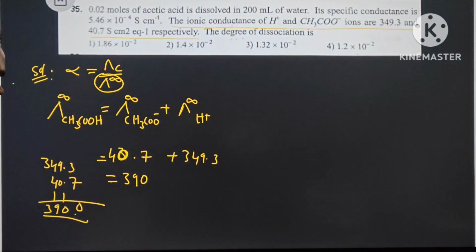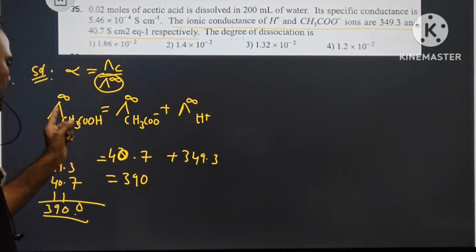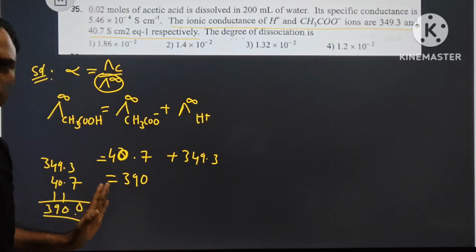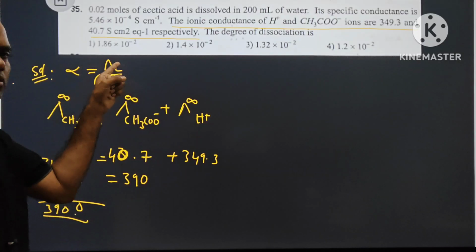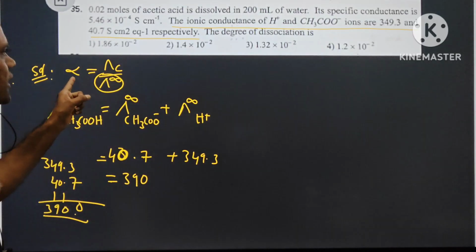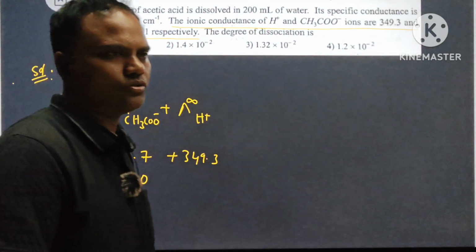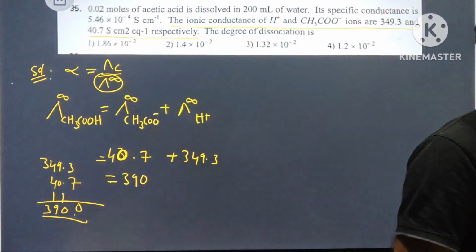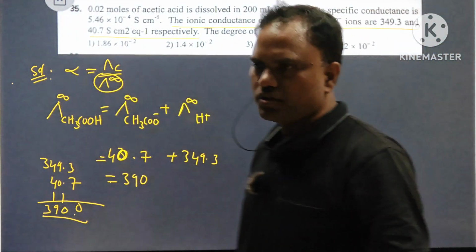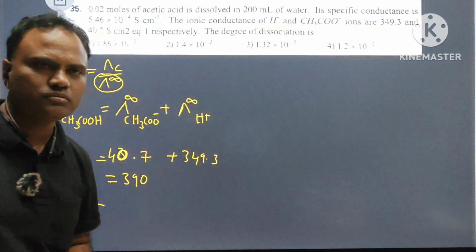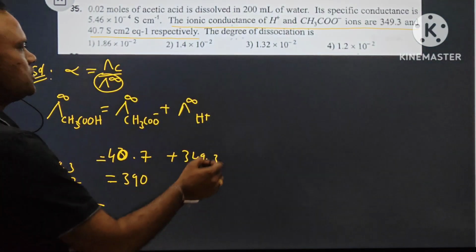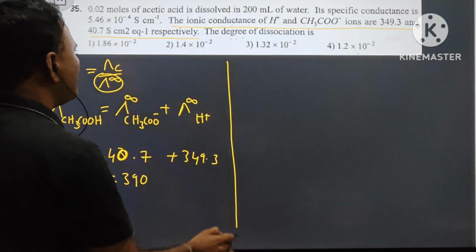Lambda infinity calculation is the equivalent conductance of acetic acid at infinite dilution. Lambda infinity is over. If you know lambda C, then you can find the degree of dissociation. Watch the videos if you still have confusion on the concept, Kohlrausch law.